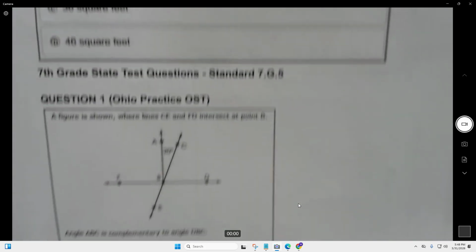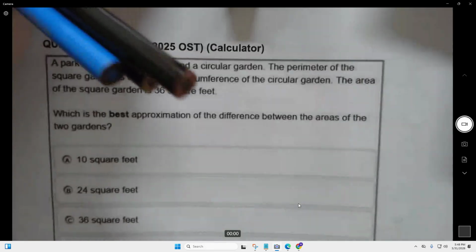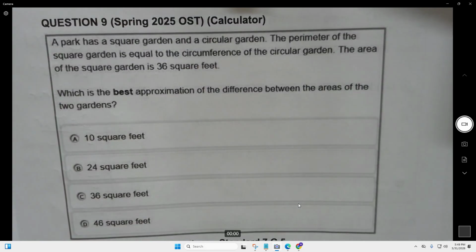All right. Last one for this section. A park has a square garden and a circular garden. This is from last year's OST. The perimeter of the square garden is equal to the circumference of the circular garden. The area of the square garden is 36 square feet. What is the best approximation of the difference between the areas of the two gardens? Good heavens, this question.